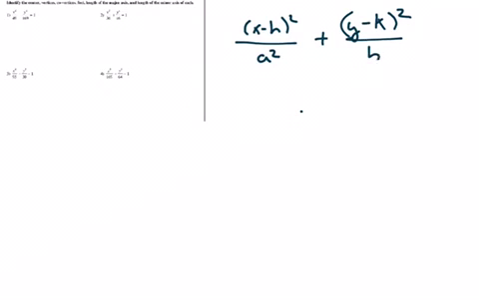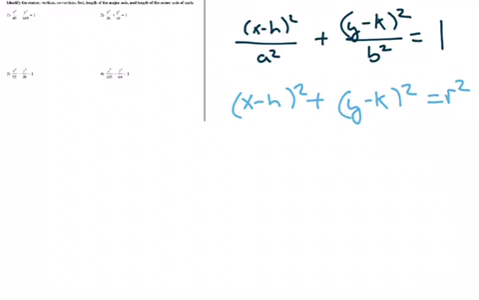Okay, so let's talk about what an ellipse is. An ellipse is of the format (x minus h) squared over a squared plus (y minus k) squared over b squared is equal to 1. And if you look at this, this is very similar to the circle, which is the formula (x minus h) squared plus (y minus k) squared equals r squared.